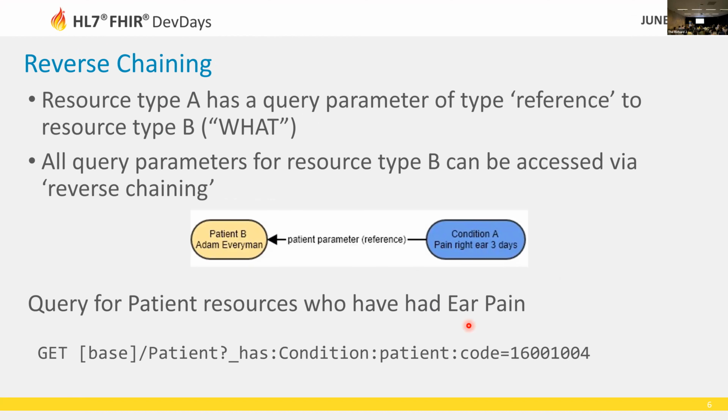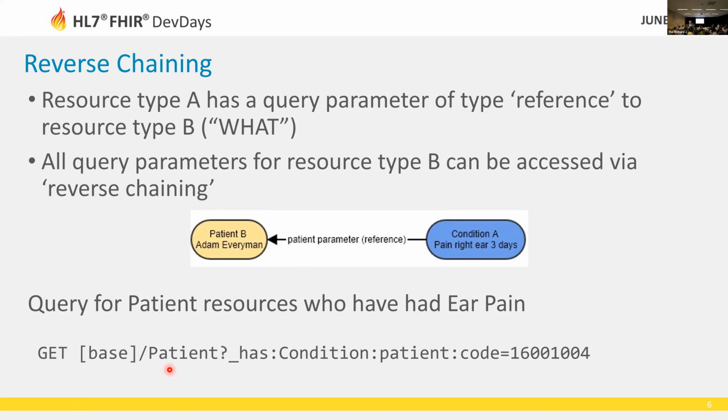So then comes reverse chaining. Reverse chaining is basically going in the backward direction. So let's say we want to query for patient resources who have had ear pain. We are going in the backward direction here because the direction of the reference is from Condition to Patient, right? So when this happens, we use a special syntax called _has. We'll start with Patient, because this is our focal resource. We want to return all the patient resources who had ear pain.